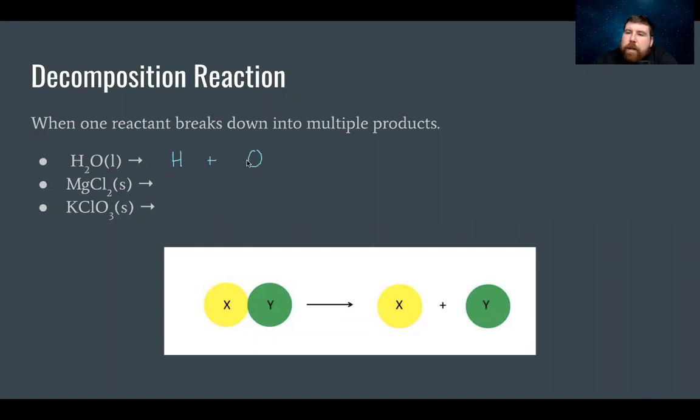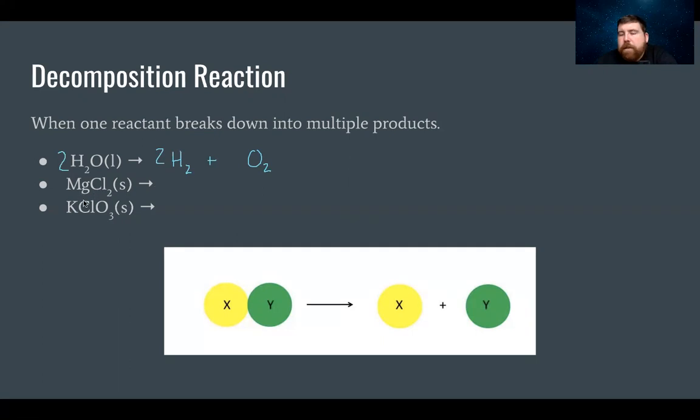And whenever we write an element by itself, we have to ask, is it a diatomic? Well, hydrogen, Brinkelhoff, yep, is. Oxygen, O2, yep, that is Brinkelhoff, right? So these are the products of this chemical reaction where you just have a compound and then an arrow. The next thing we need to do is balance the reaction by putting a 2 in front here and then a 2 there.